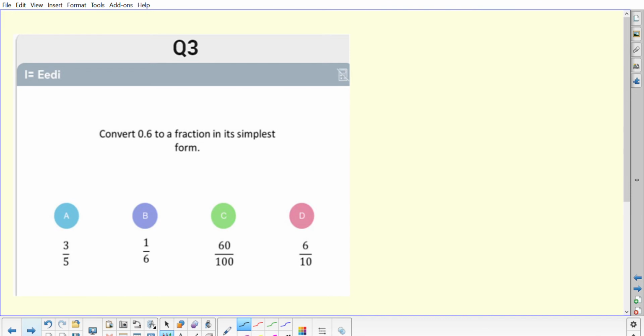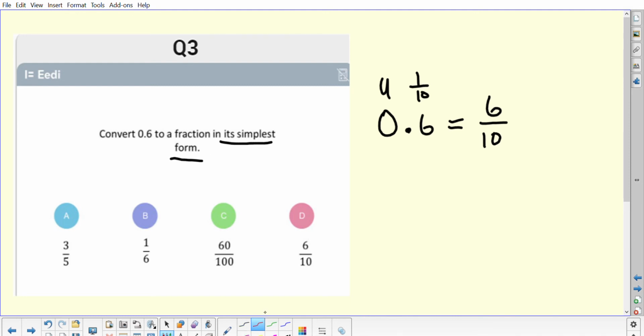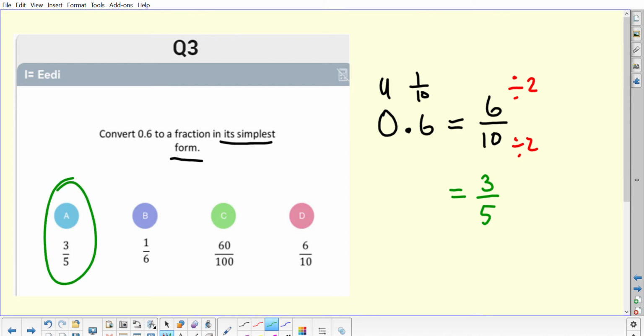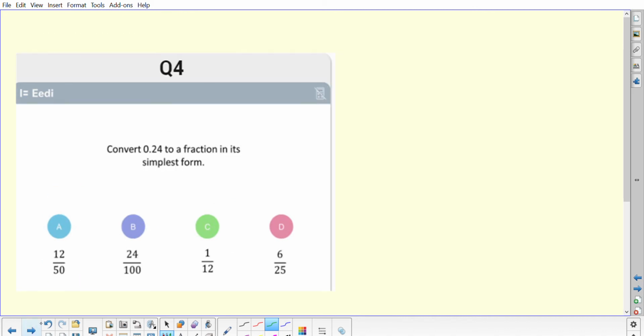Now the key thing here is that you read the whole question, you don't just launch straight in. You've got 0.6 and you're writing it as a fraction, so there's your units, there's your tenths, and then you can say, well, that's 6 tenths. However, you are asked to write it in its simplest form, so that does mean that you needed to spot that you could divide both of those numbers by 2, top and bottom. That would have given you the answer of 3 over 5, which of course is answer A.